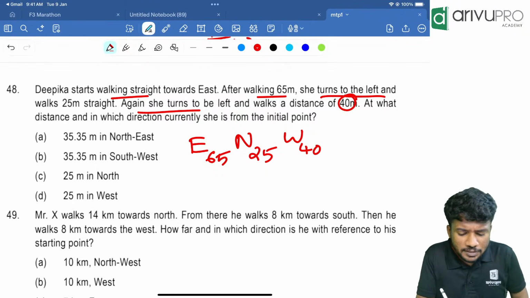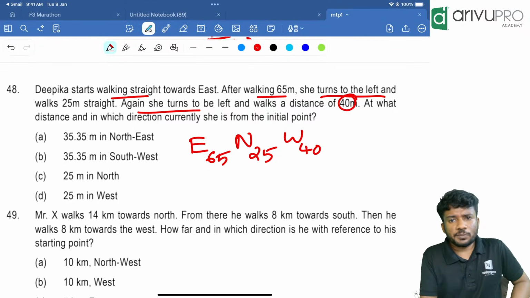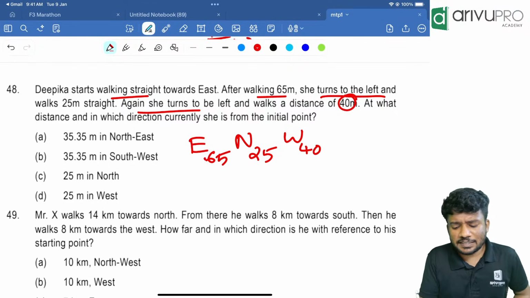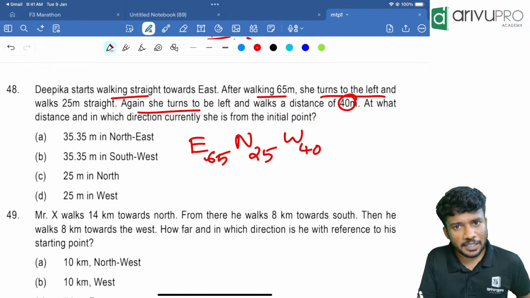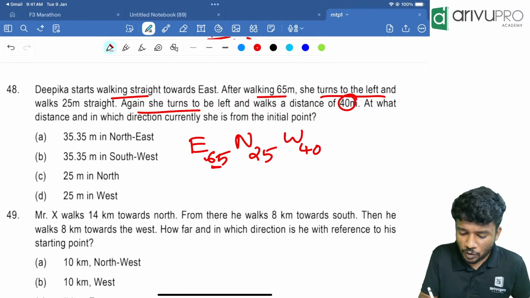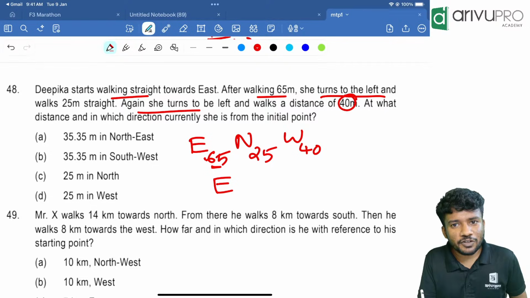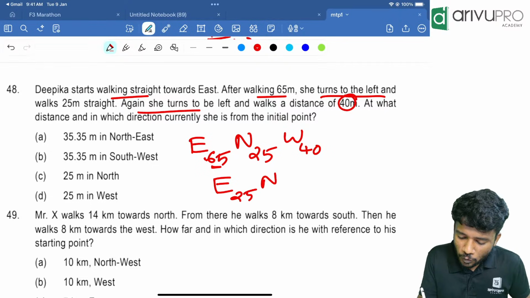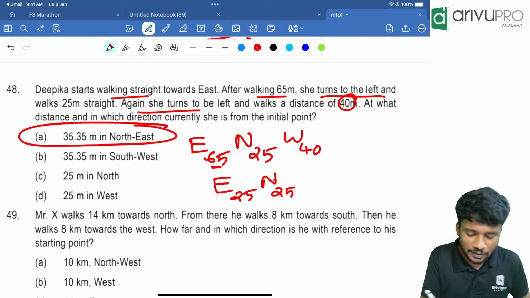Then at what distance and in which direction currently she is from the initial point is the question. We know that east and west are opposite to each other, and east is the biggest value. So east 65 minus 40 is how much? 25. North 25. Looking at that, the answer should be northeast. Only one option is having that. Option A is the answer.